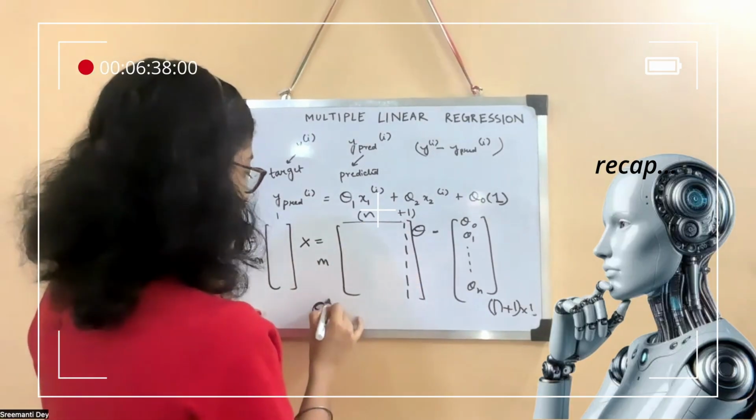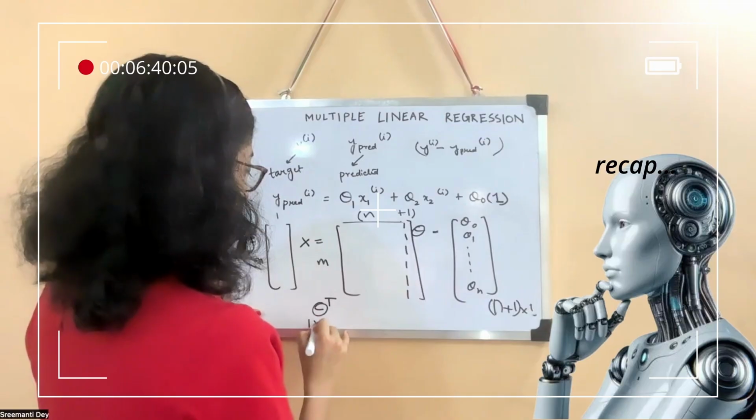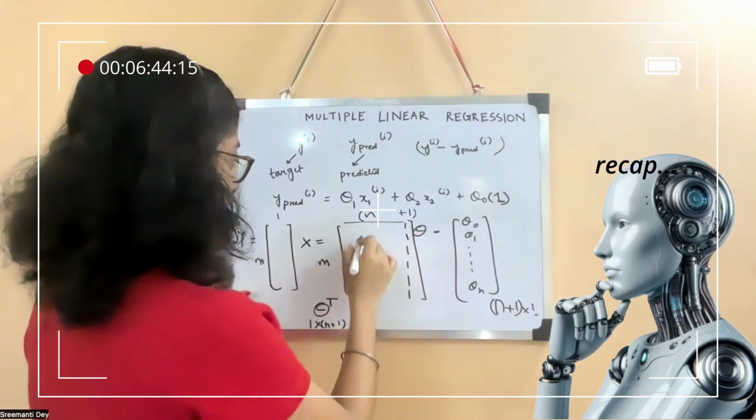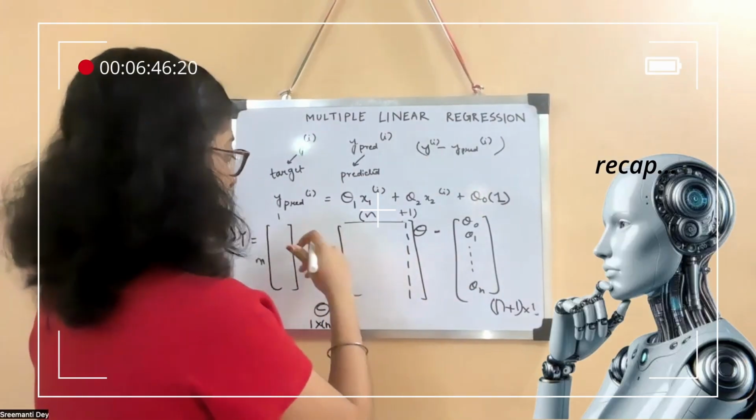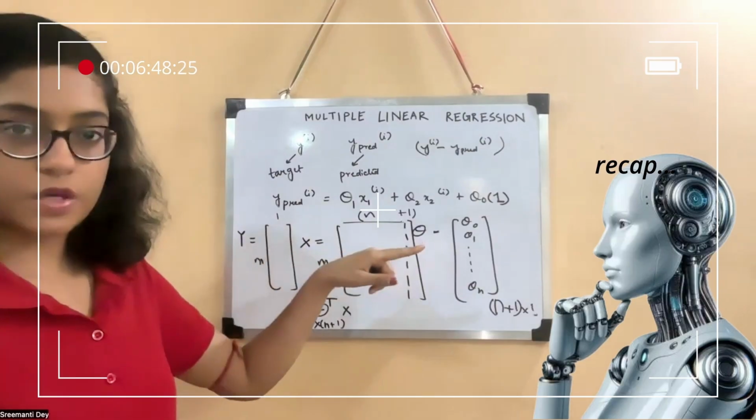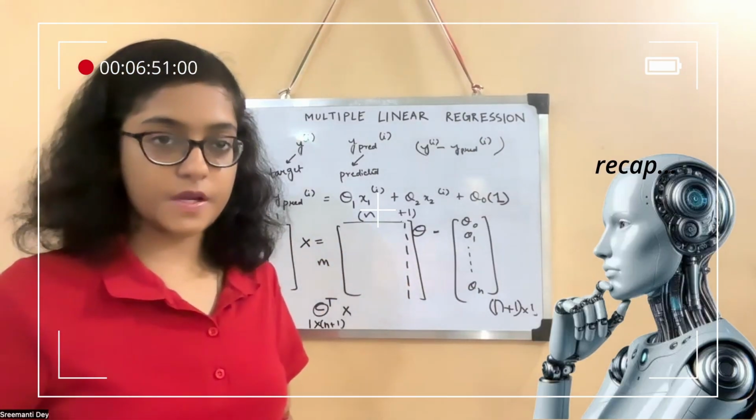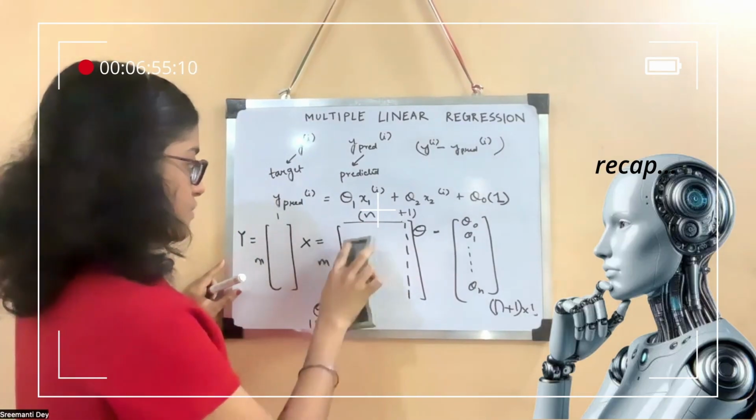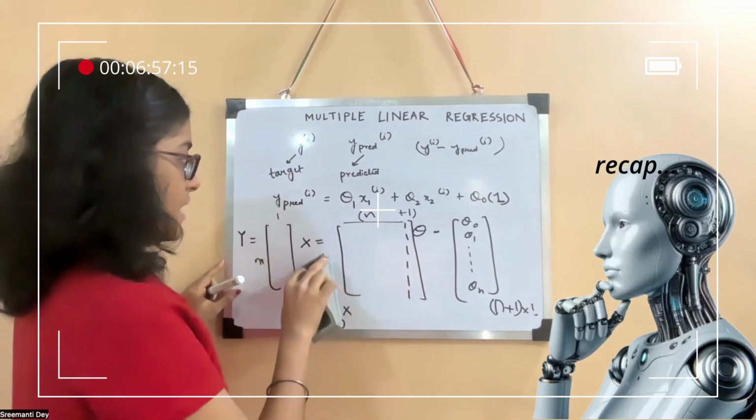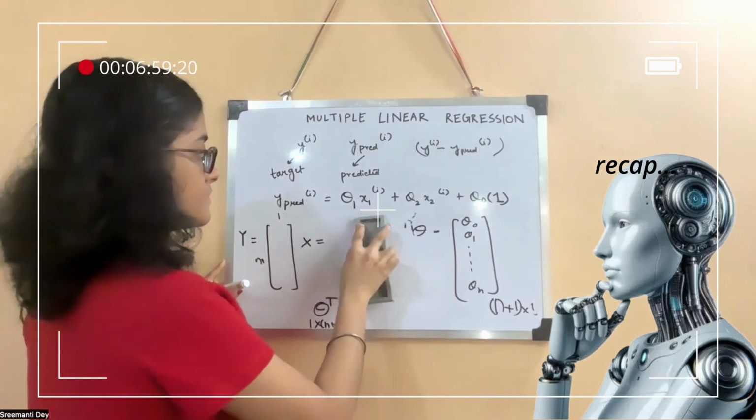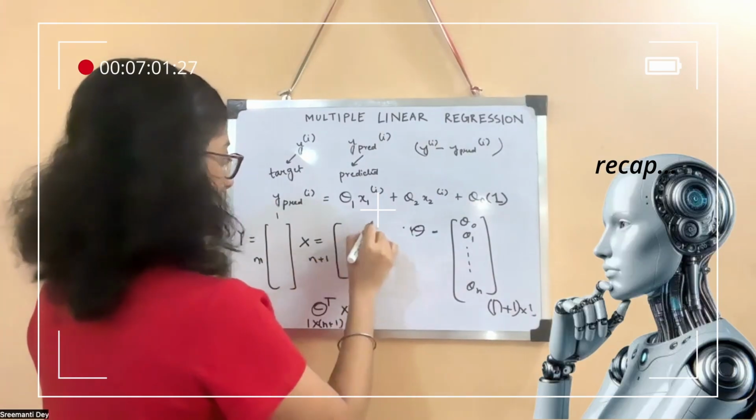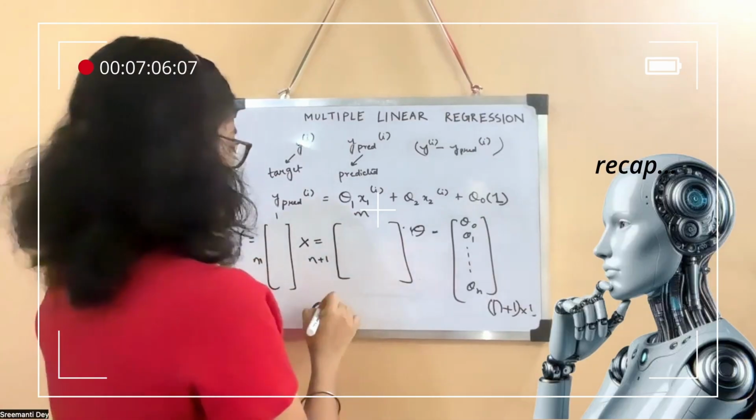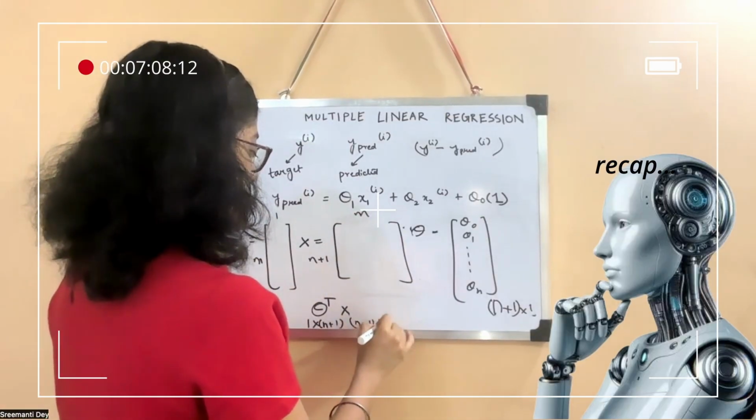If we have theta transpose, what would theta transpose be like? 1 cross n plus 1. And then we'll have x. We can write x in the form of n plus 1 cross m as well. That just depends on how you express x. Let's do that. Suppose we want to write x in the form of n plus 1 cross m. So this is our final x coordinates.